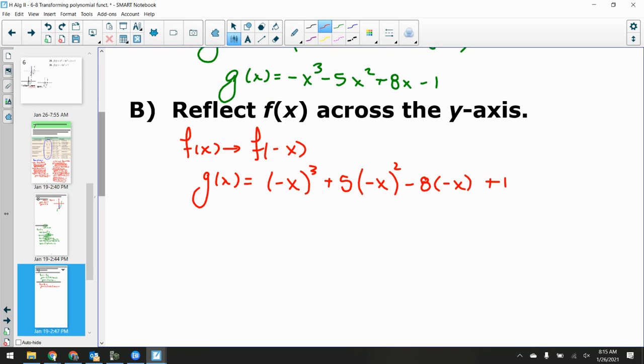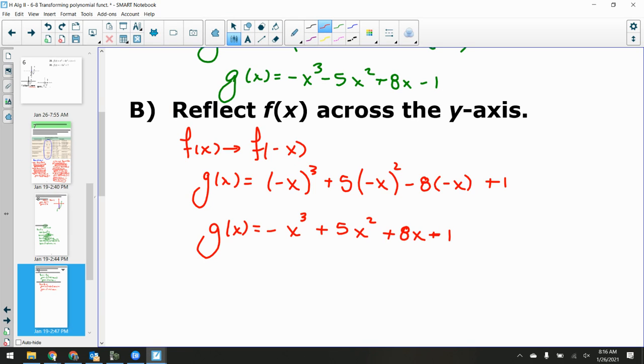Okay, what does that mean? That means that I've got to take this negative x to the third. Well, what happens when I take a negative to the third power? It stays there. So g of x is equal to negative x to the third. What happens when I take a negative to the second? It goes away. So this one actually stayed plus 5x squared. Negative x times negative 8 is a positive 8, and then a plus 1.